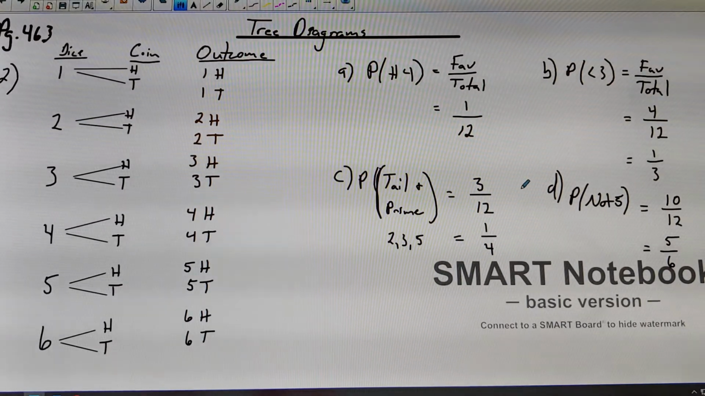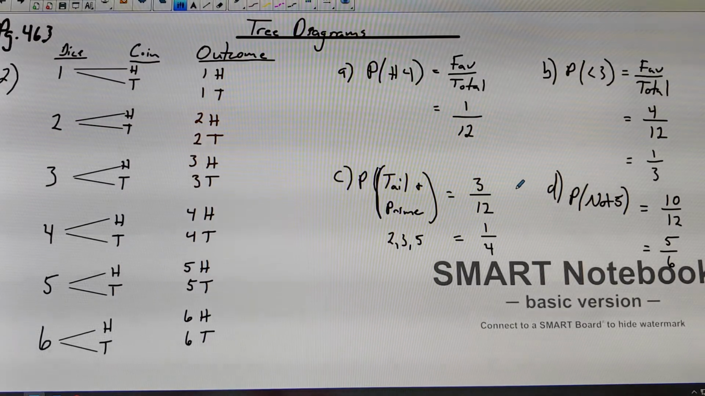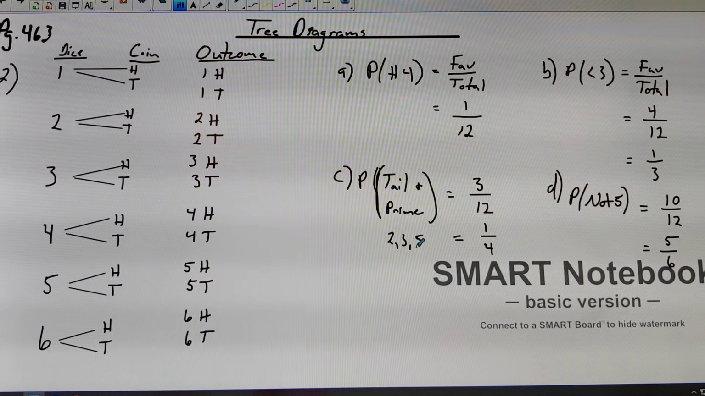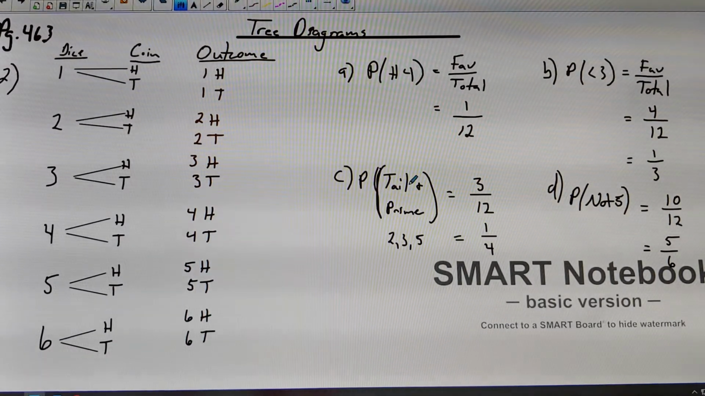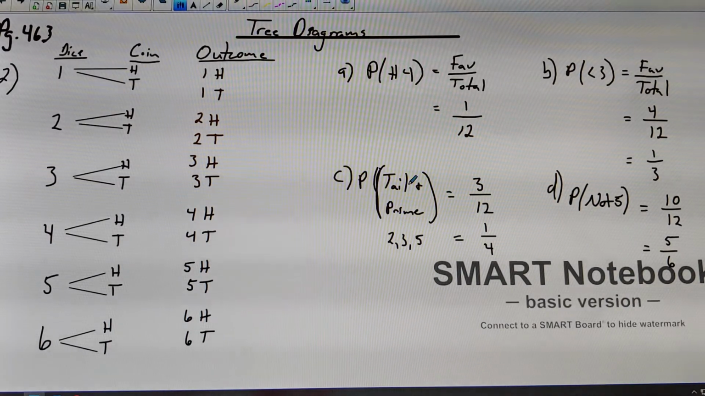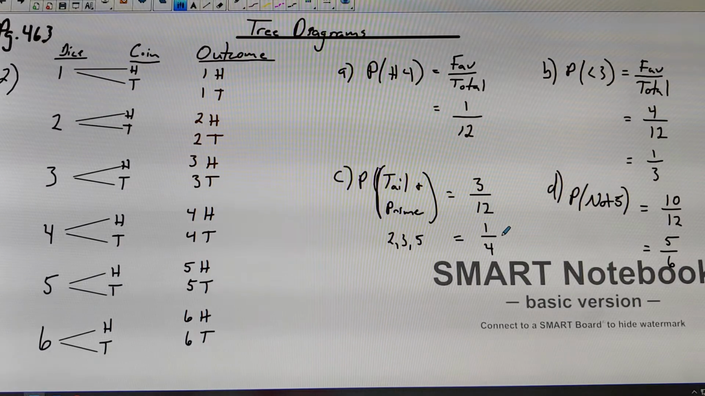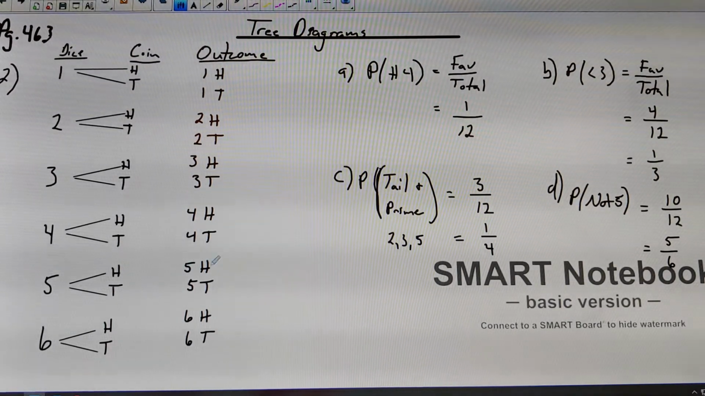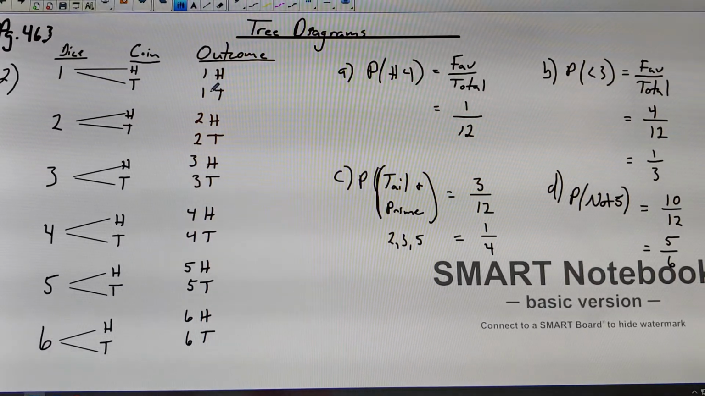Okay. For C, it asked for a tail and any prime number. So the prime numbers that we're getting on dice are 2, 3, and 5. So we can use all the events from 2, 3, and 5 that have a tail. So that would be 3 of them out of 12 reduced down to 1/4. And then the probability of a number that's not a 5. So these are the only ones we don't get to use, so we can use the rest. So we can use 10 out of the 12, which reduces down to 5/6.